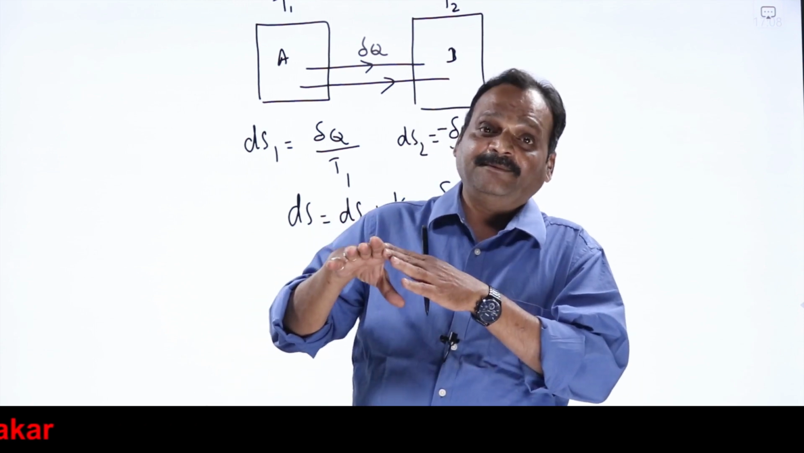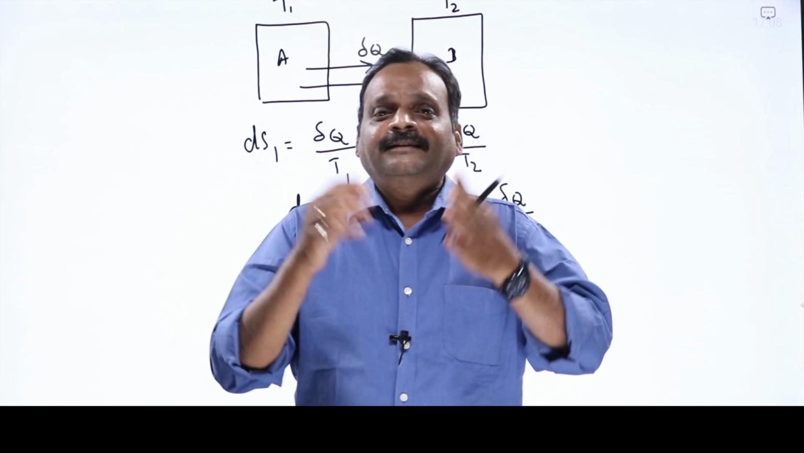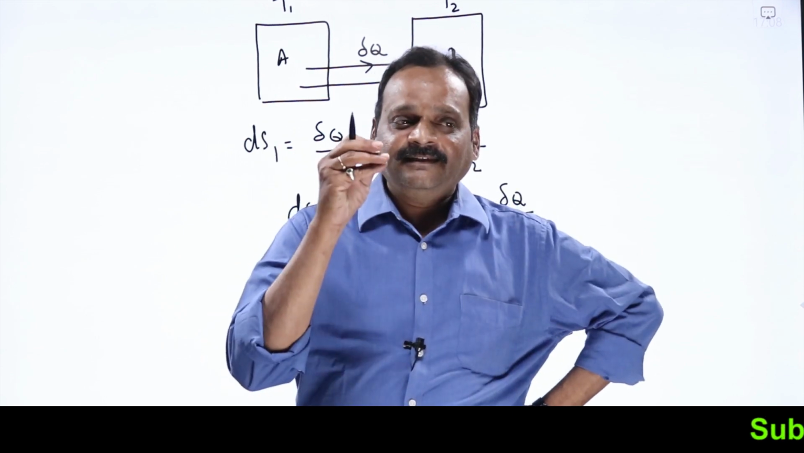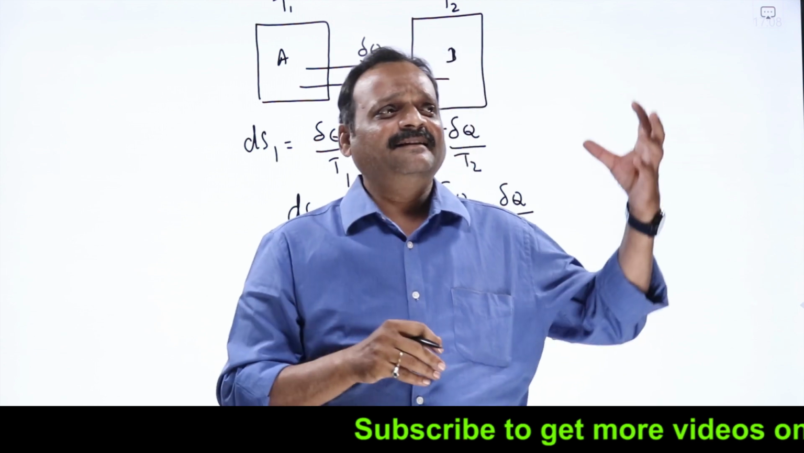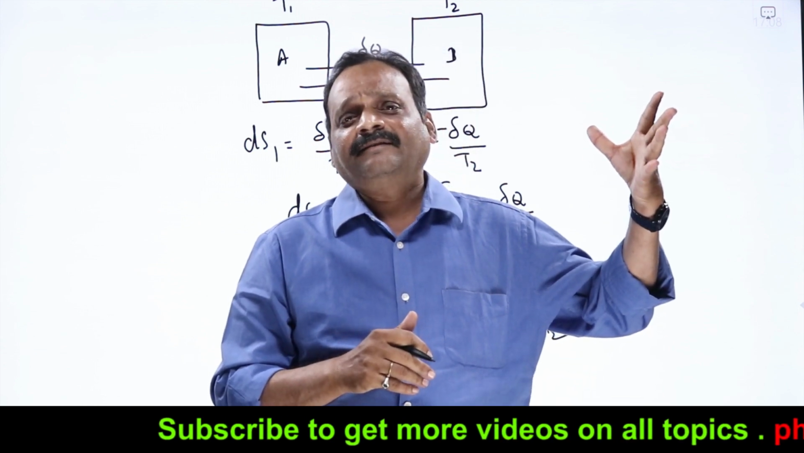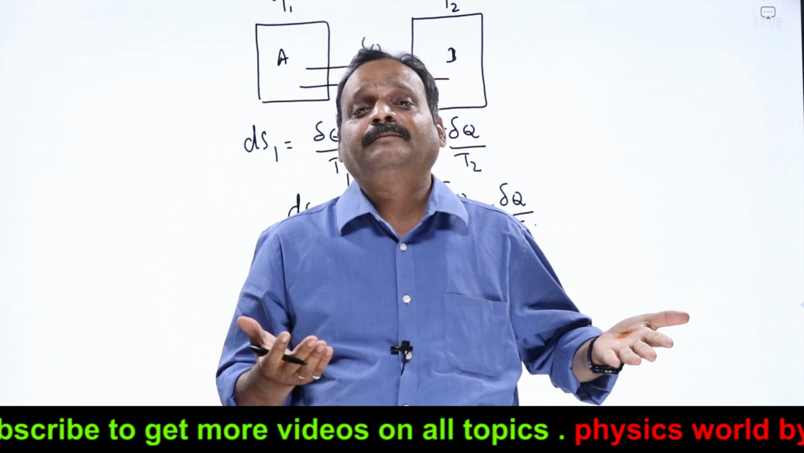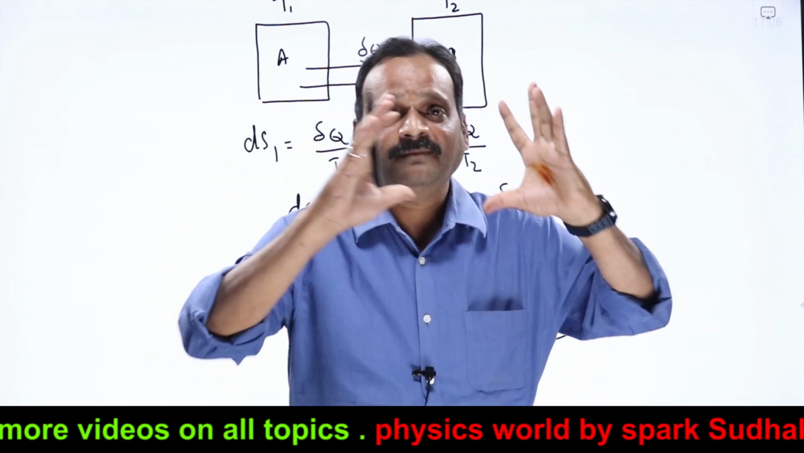In that case, if that happens, what will happen? One interesting phenomenon is that all natural processes in the universe are irreversible. See, the sun is giving us radiation. Is it reversible or irreversible? It is an irreversible process. We cannot send the radiation back into the sun.